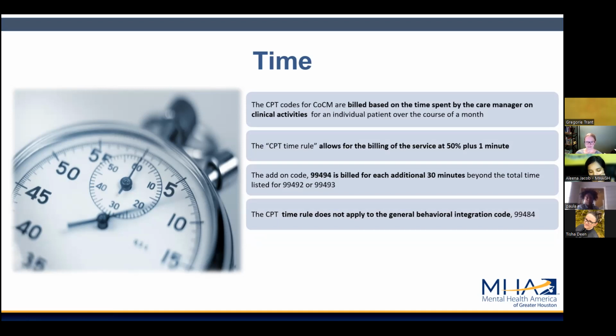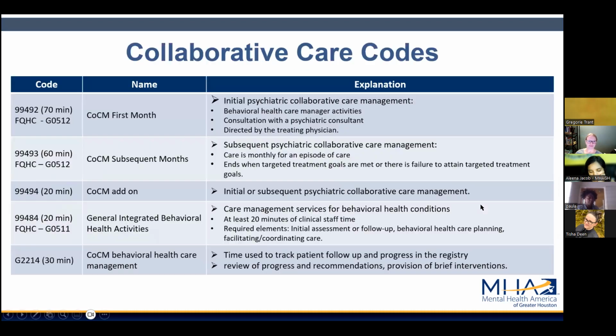So here's the other really important rule and nuance. The time rule does not apply to the general behavioral health code, which is 99484. I didn't talk a lot about that, but it is 20 minutes of the clinician's time to do follow-ups, care planning, facilitation, and coordination of care. You need to make sure that within your electronic health record, there are certain things that are automatic, and that if someone's doing something allowable for one of these codes, your system has a workflow that can help you auto-populate those codes.